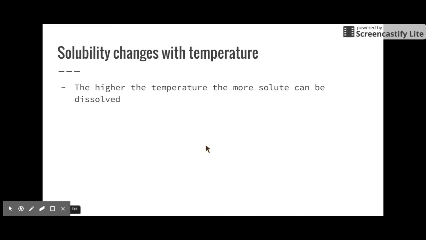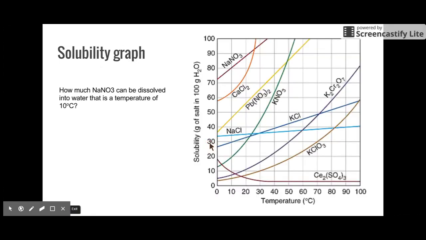So solubility changes with temperature. If you have something at a higher temperature, more solute can be dissolved. We can actually look at that on a graph here. We have a graph of all of these different solutes, and these are all polar, by the way, and here we have water. These are all being dissolved in water, and if you look at each of the compounds, with increasing temperature, most of these items actually increase their solubility. You can dissolve them more.